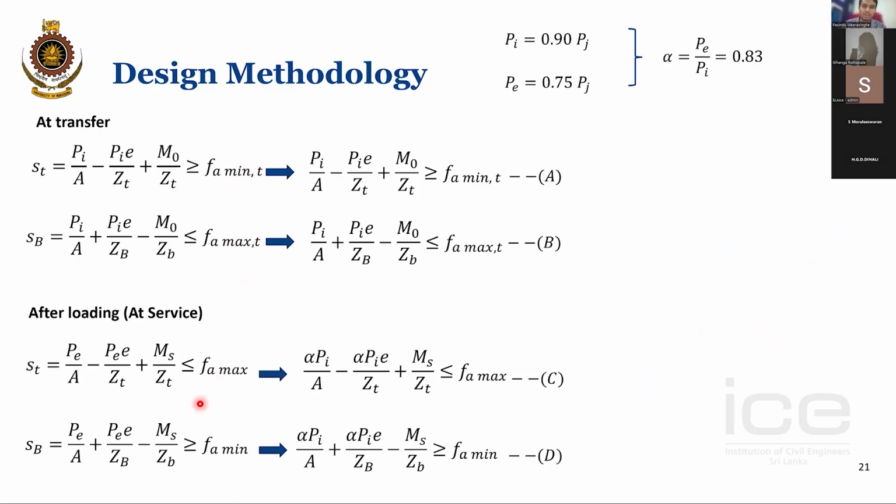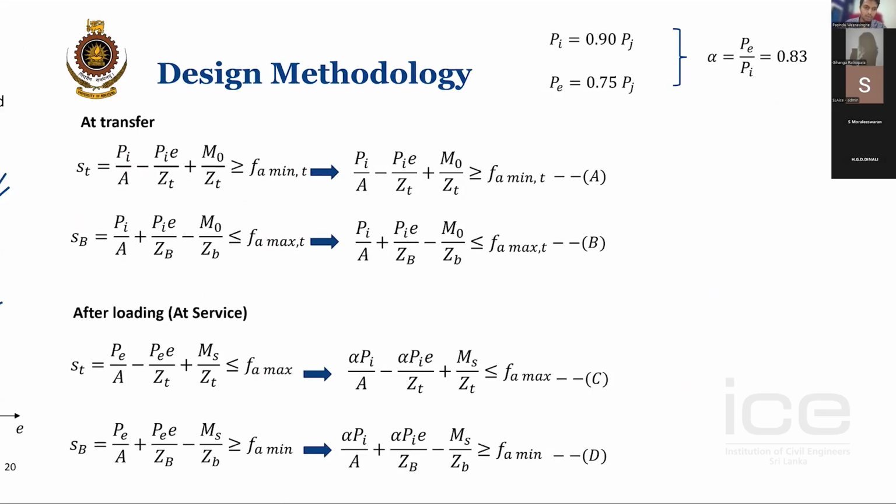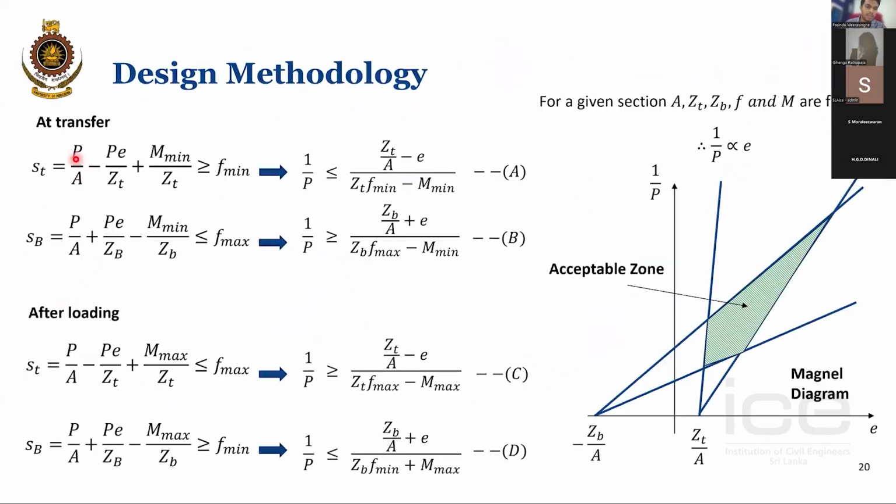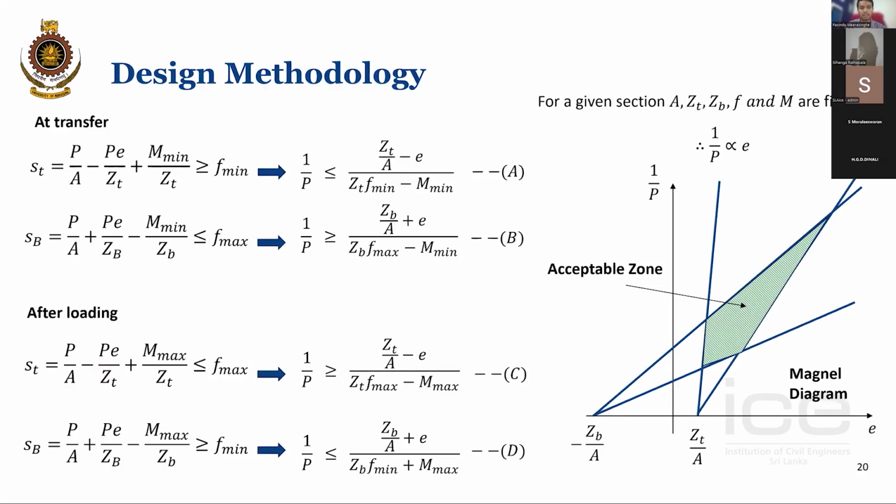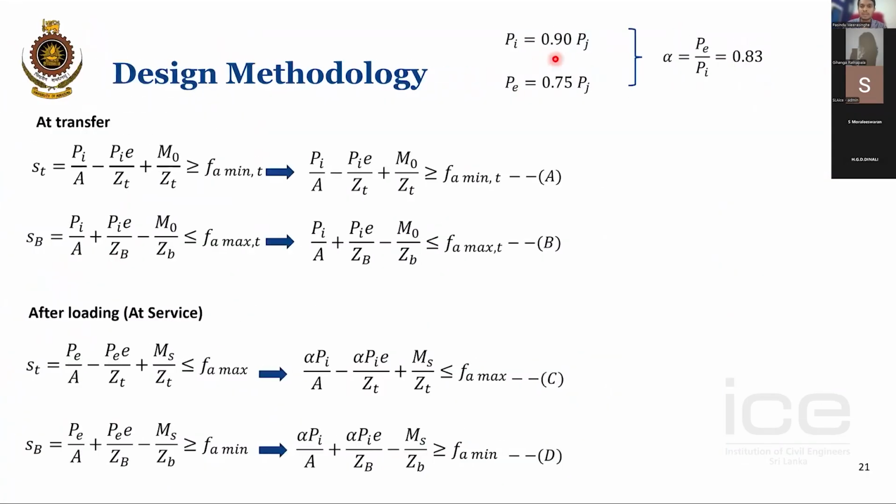The other modification is that in all four inequalities you have the same P, but that is not the case, because due to the pre-stress losses, the force during the transfer stage and the force after loading will be different from the jacking force. So if you take the initial jacking force as J, and take nominal values, about 10% loss can happen at the transfer. So at transfer, the force PI will be 0.9 times the jacking force.